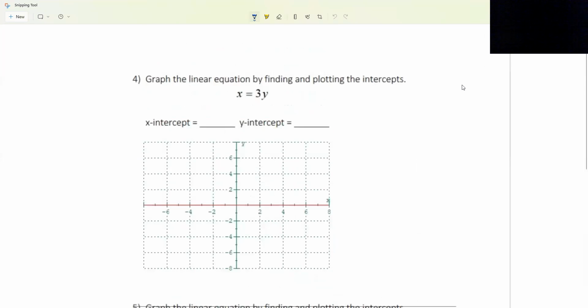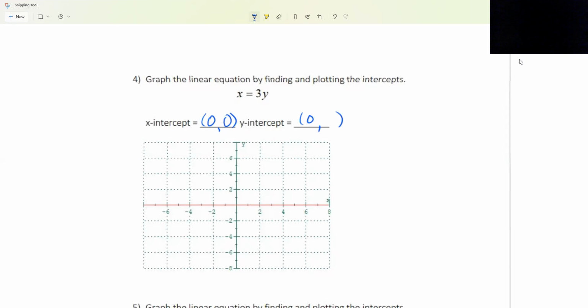Now, they want you to do the same thing with this one. They want you to graph the linear equation by finding and plotting the intercepts. Well, when you do that, here's the deal. Remember, for the x-intercept, y is 0. When you put 0 in for y, that's 3 times 0. You get out 0 for x. Then you do the same thing: you plug in 0 for x and divide both sides by 3.